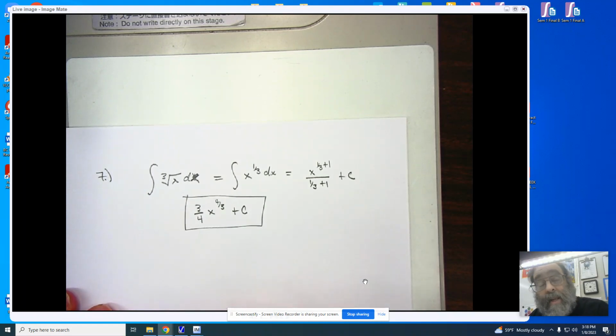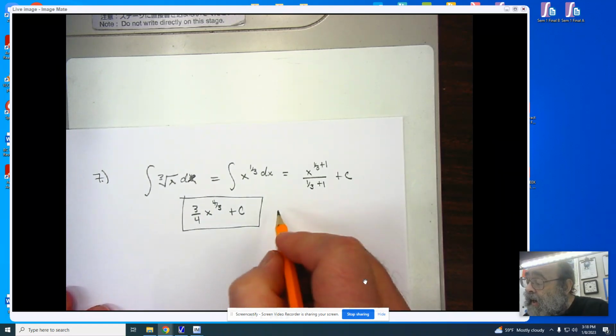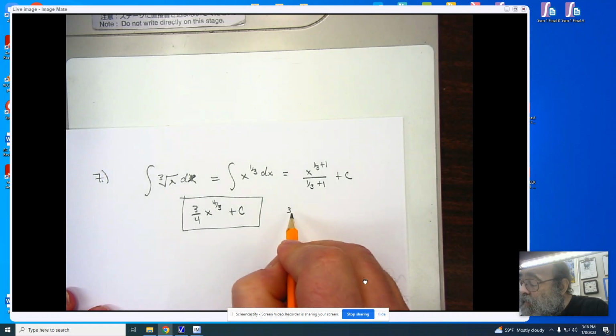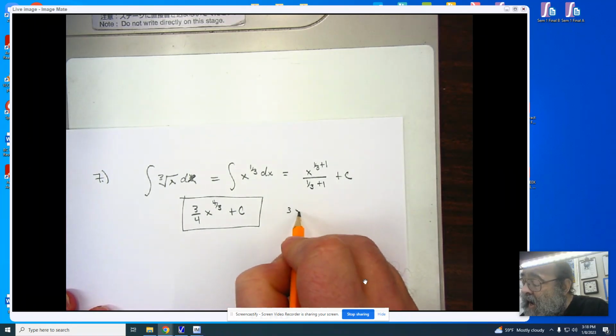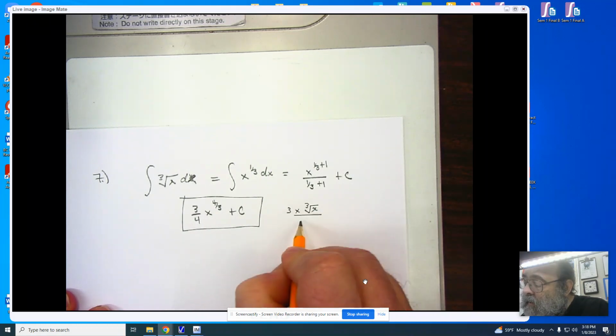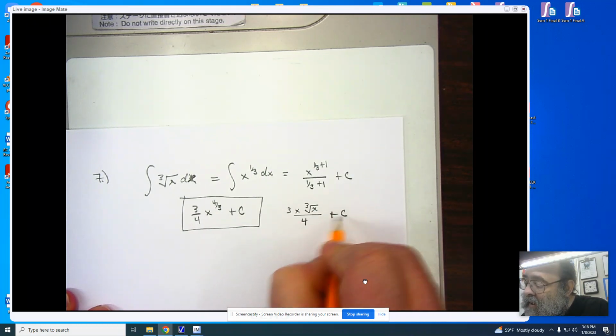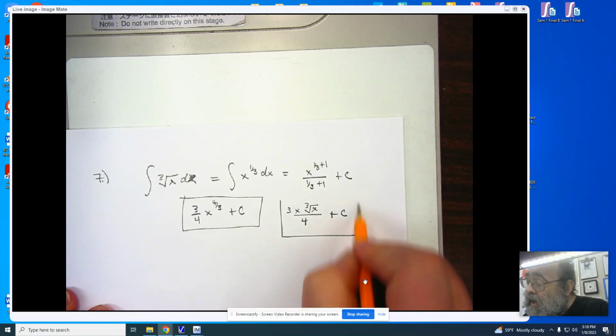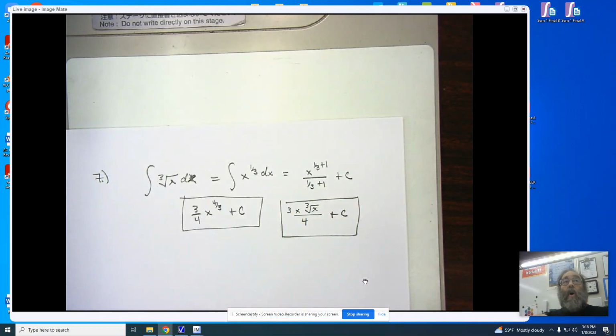Now keep in mind that we can also write it as a radical, in which case it would be 3/4, and then we have x, and then the cubed root of x to the 4th, plus c. This is another way of writing our answer, and keep in mind that there's always going to be multiple ways, so we have to just be careful.